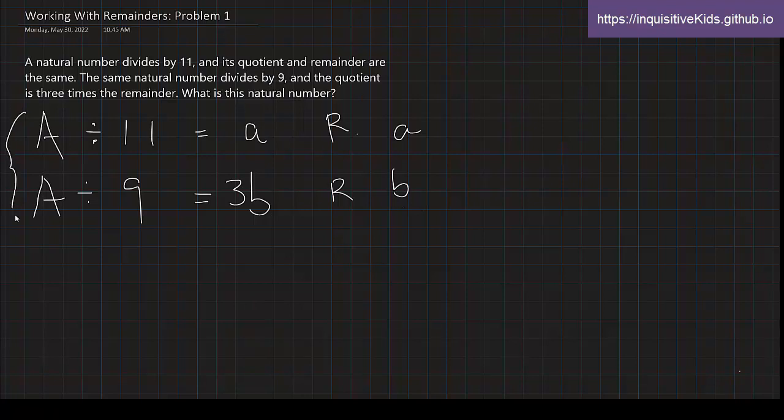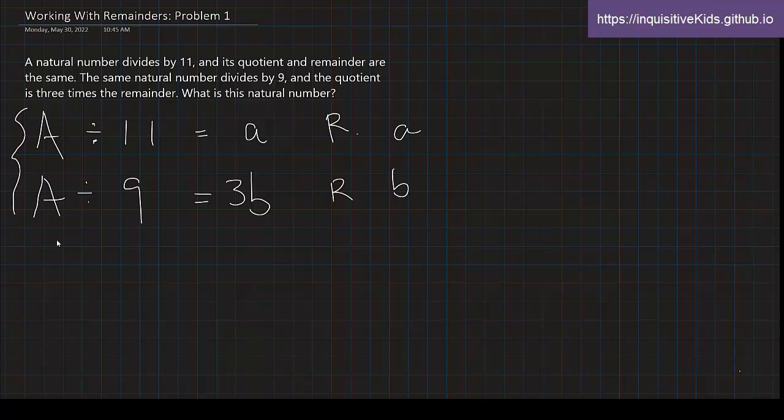Let's look at what we have right now. And I'm going to put a big bracket right here to show that this is a group of equations. We know that A divided by 11 has quotient lowercase a, remainder lowercase a. We also know that A divided by 9, its quotient is 3b, remainder b. So what are two things we know about A?